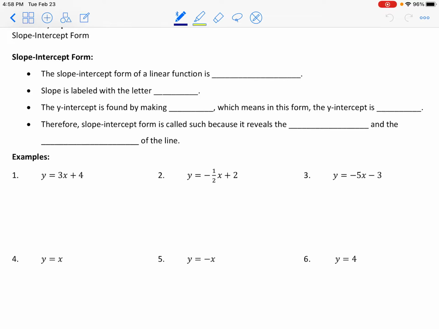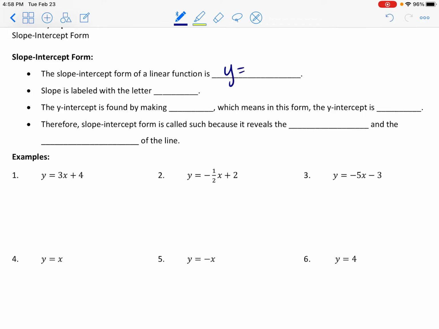So when we started this module, we talked about there are three typical forms we see for linear functions. We talked about slope-intercept form, point-slope form, and standard form. And then we just sort of talked about general concepts having to do with linear functions from there. So today we're going to focus on that slope-intercept form and why it's so special that it gets its own name.